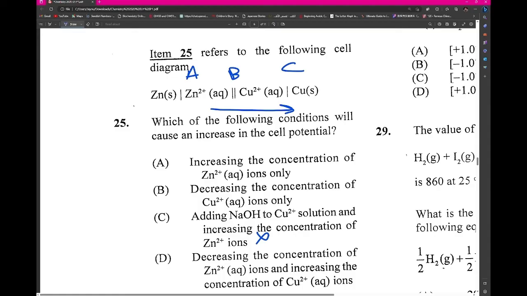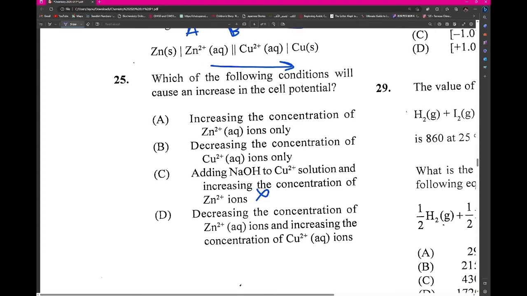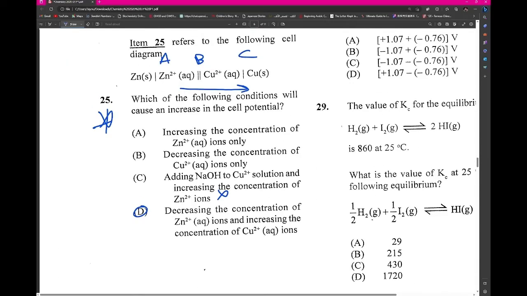So if we increase the amount of, right, so let's see here. If we decrease the concentration of copper ions, will that increase the cell potential? Let's see. Decreasing concentration of ions and increasing concentration of copper 2 ions. I believe that this would be the best answer here, but I think that this is a bit off. So if there's an issue with this, don't be afraid to just leave a comment in the chat and discuss it.